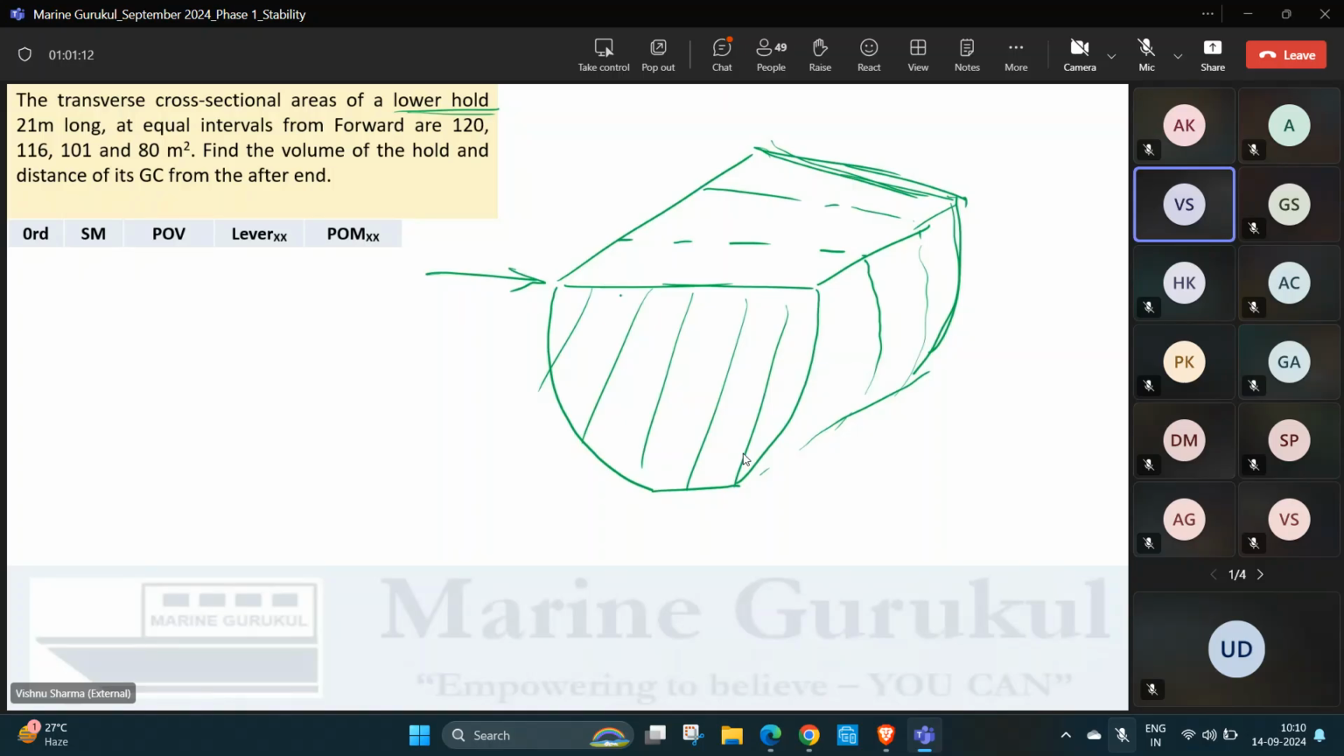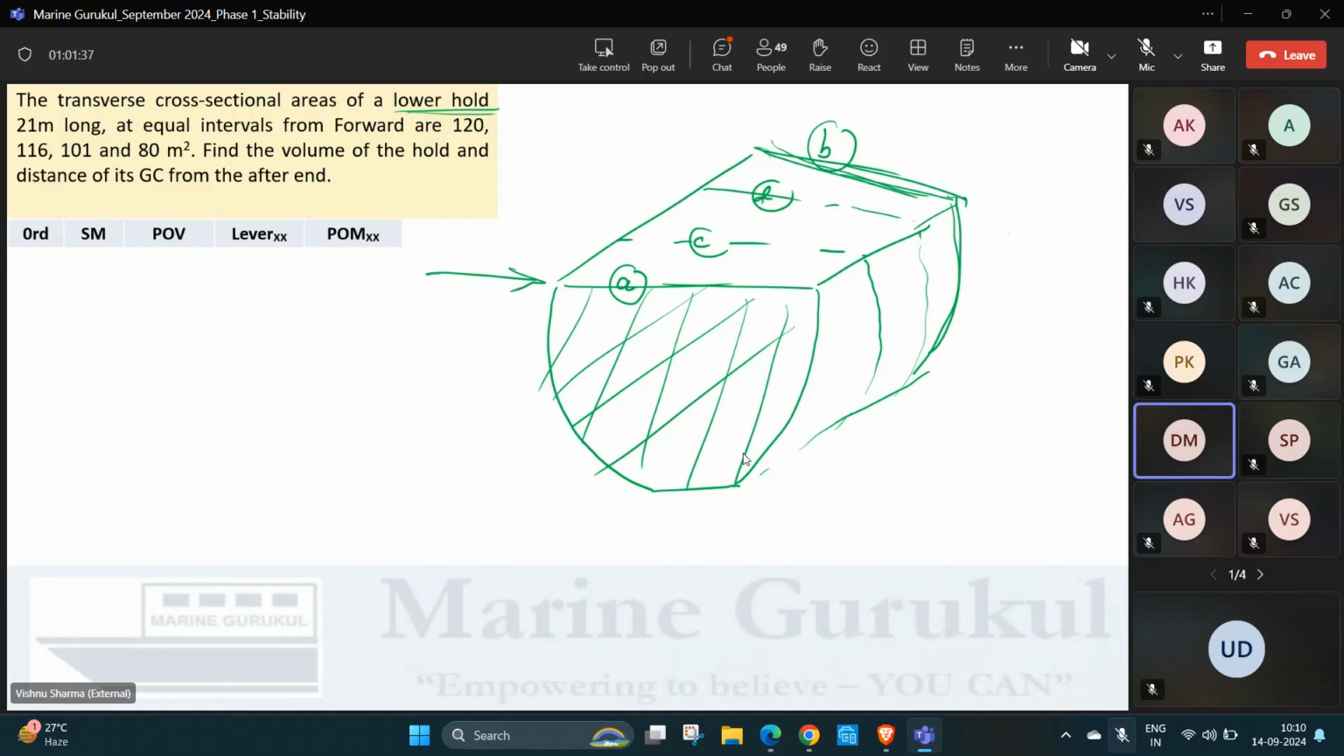So at A, the transverse cross-sectional area is given. You can see the bulkhead physically. At B, you can see the bulkhead physically, the other end of the hold. In between, at C and D, just imagine you have an imaginary bulkhead there, and whatever is the area of the bulkhead will be the transverse cross-sectional area at C and D. Am I clear, beta? Yes or no?